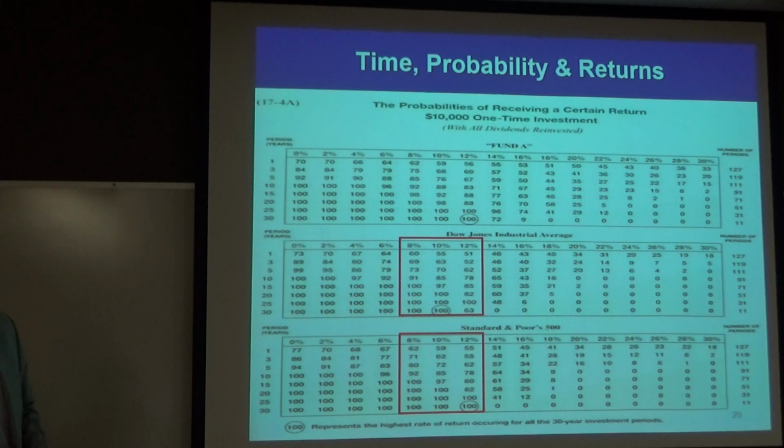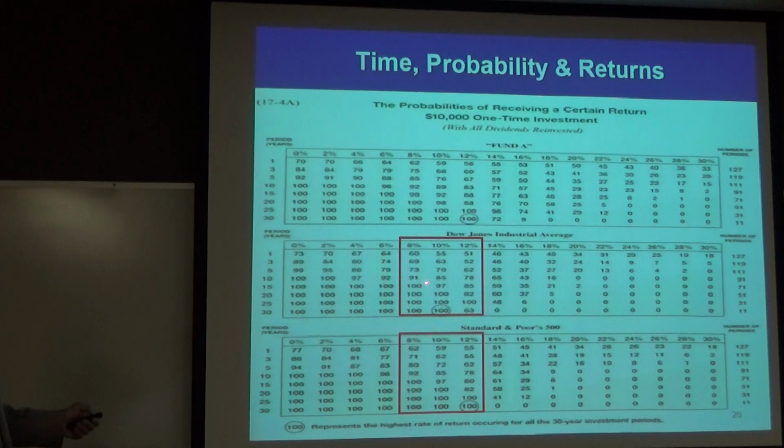Okay, so this table shows you the probability of receiving or earning a certain return. Okay, so what this shows you is that the probability of earning an 8% average rate of return in the Dow Jones in stocks or the S&P 500, okay, over a 1 year period of time, 60% chance of earning 8%. 51% chance of earning 12%. Then if you want to hit 100% probability of making 8% a year, you have to be invested for 15 years. 10%, you have to be invested for 20 years.